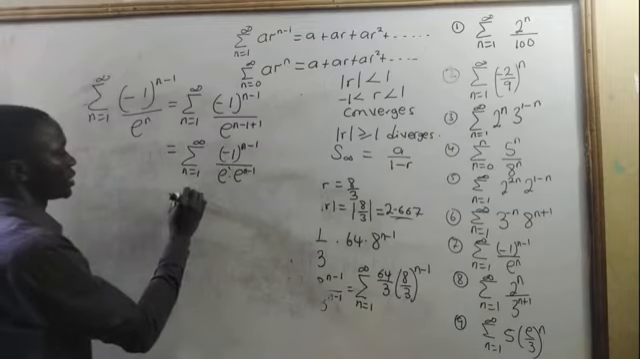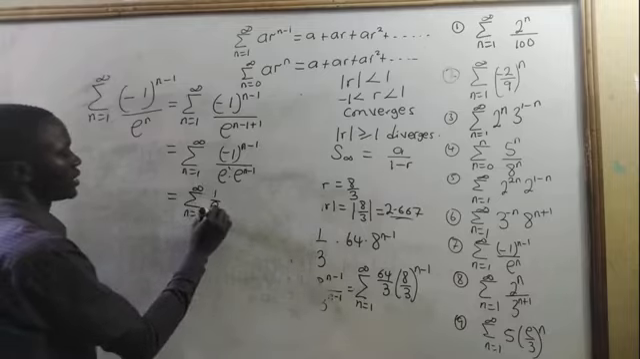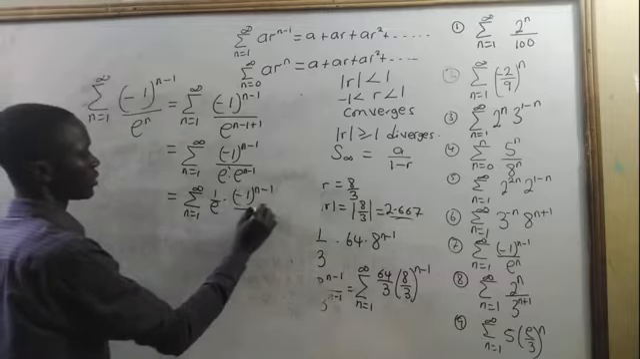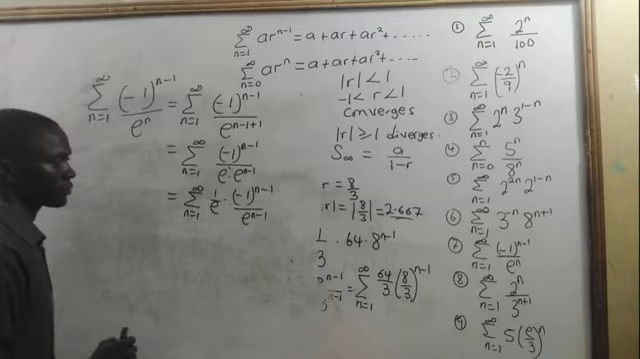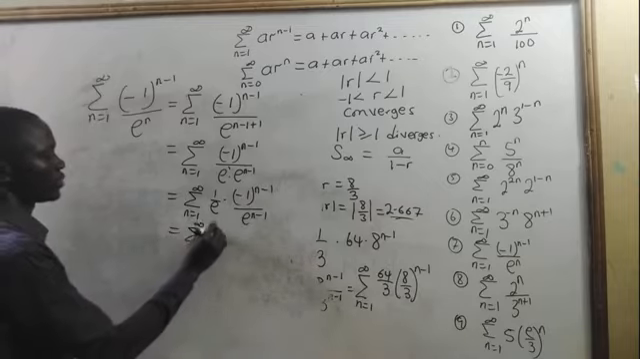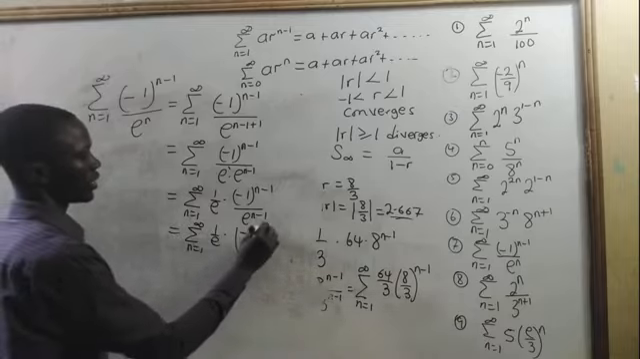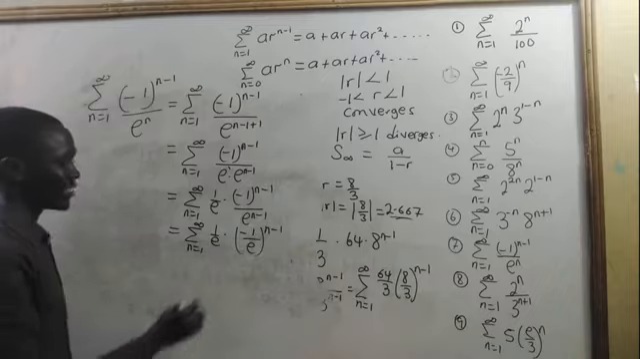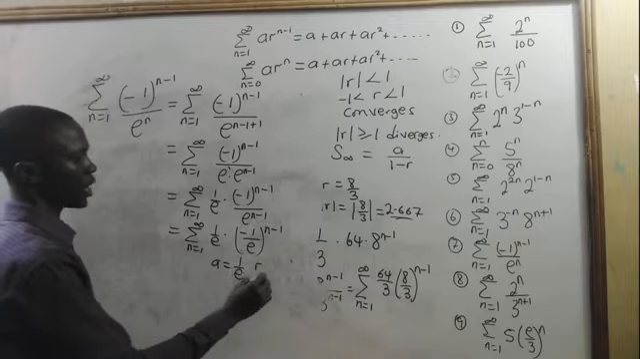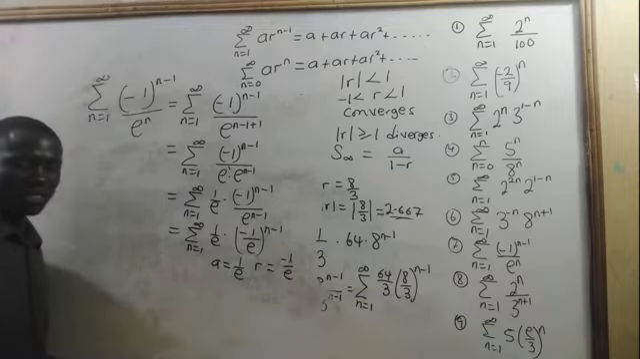So it is the same as the summation from n equal to 1 up to infinity of 1 divided by e times negative 1 to the power n minus 1 divided by e to the power n minus 1. So this will give us the summation from n equal to 1 up to infinity of 1 on e times negative 1 on e, all to the power n minus 1. Wow! So here a, that's the first term, is 1 on e, and the common ratio r equals negative 1 on e.